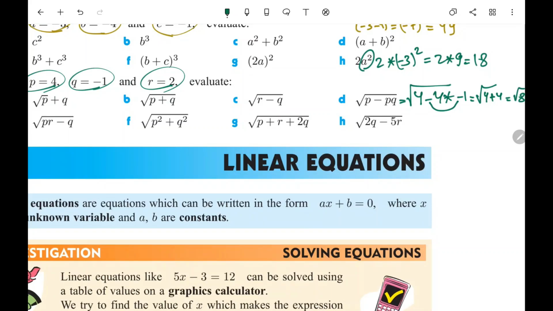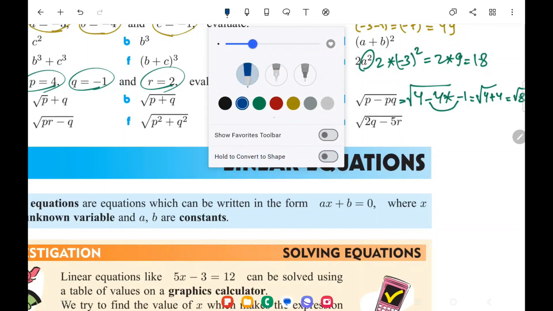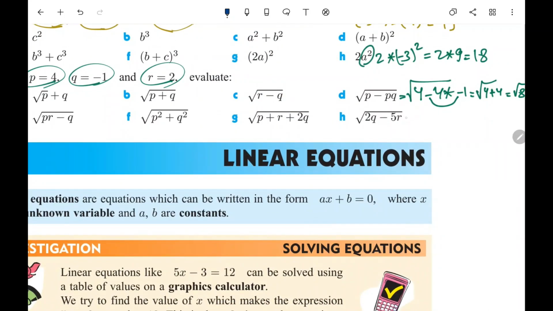Then moving to the next one, and we're going to change the ink. Here we have square root of 2 times Q, and Q equals negative 1, minus 5 times R, which equals 2. It's going to equal 2 times negative 1, which is negative 2, and negative 5 times 2 equals negative 10. So it's going to equal square root of negative 12. And by the way, we cannot get the square root of a negative number.